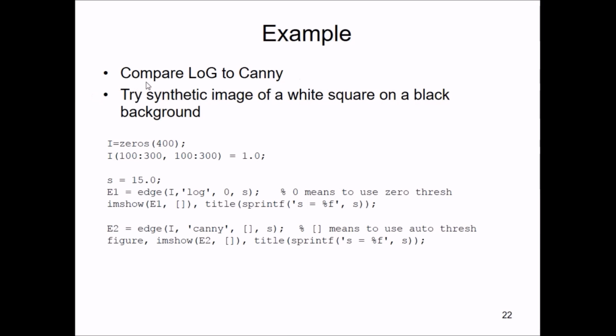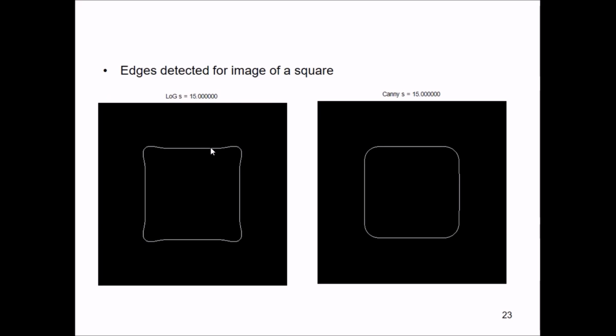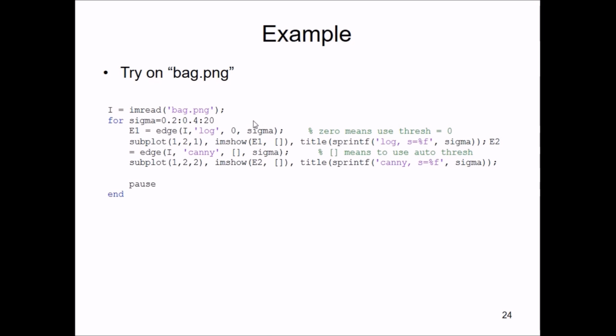This is an example where we can compare LOG to Canny. We try a synthetic image of a white square on a black background. This is how MATLAB treats the LOG, and this is how the Canny works. These are simple examples. This is LOG for sigma equal to 15. See, this is the bulging out. These are the problems in LOG, and we cannot get rid of them. But Canny is giving a good solution.